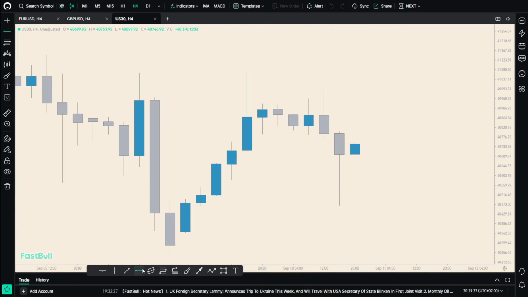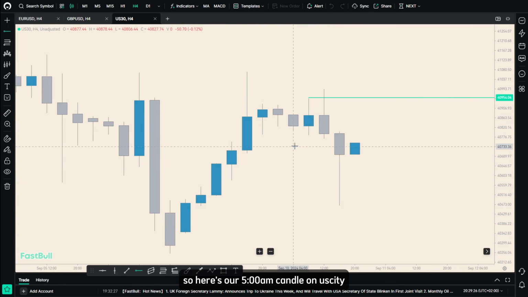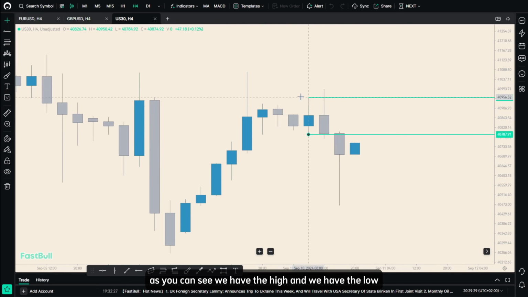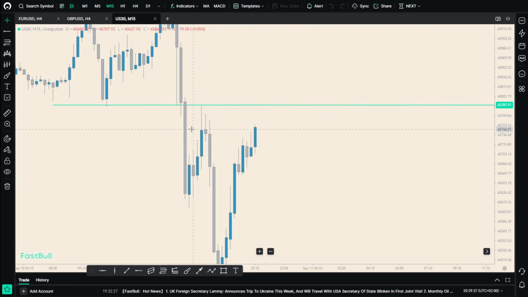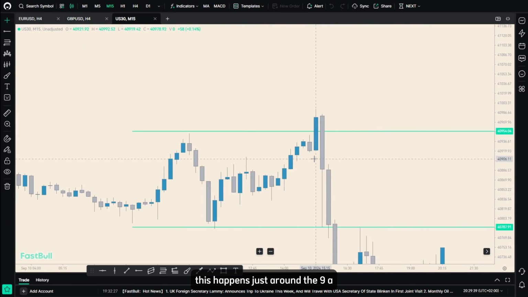So here's our 5 a.m. candle on USD for today. As you can see, we have the high and we have the low. We then go down to lower time to check for price making a sweep of this. And our purge happens just around the 9 a.m., okay? 9 a.m. we do have our purge.